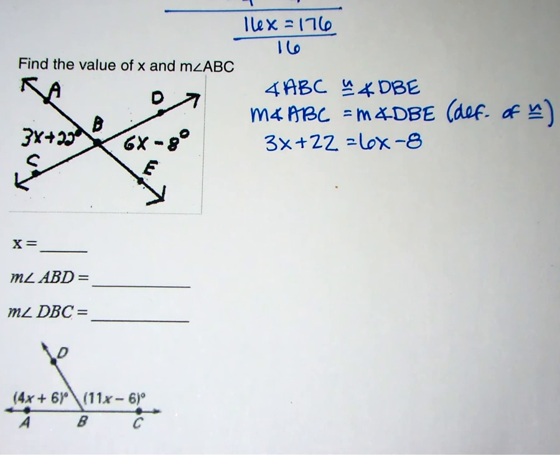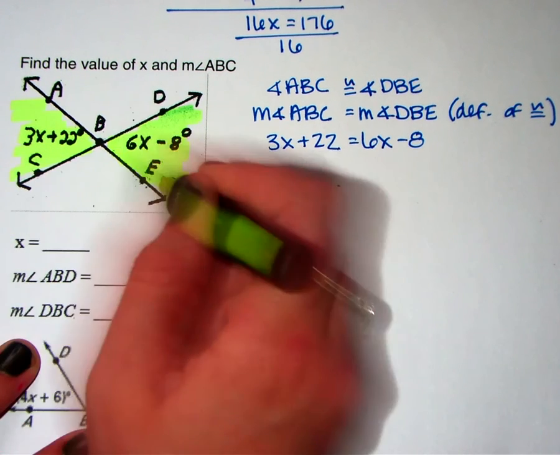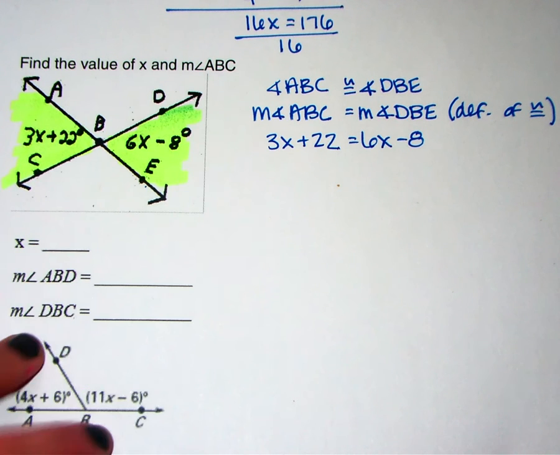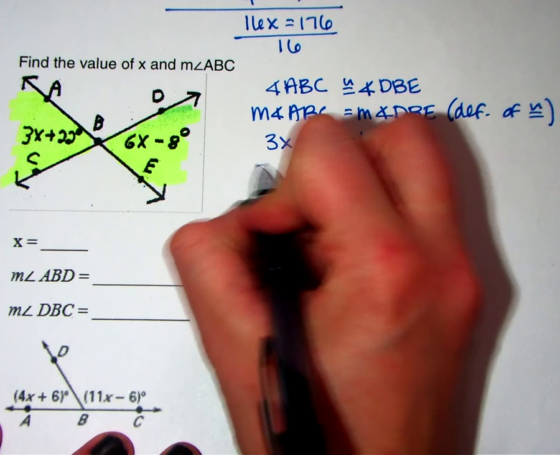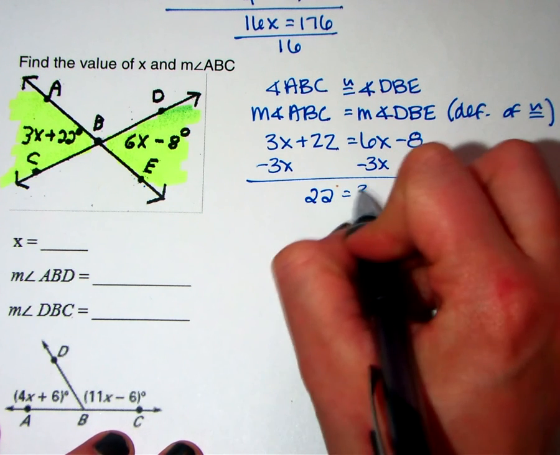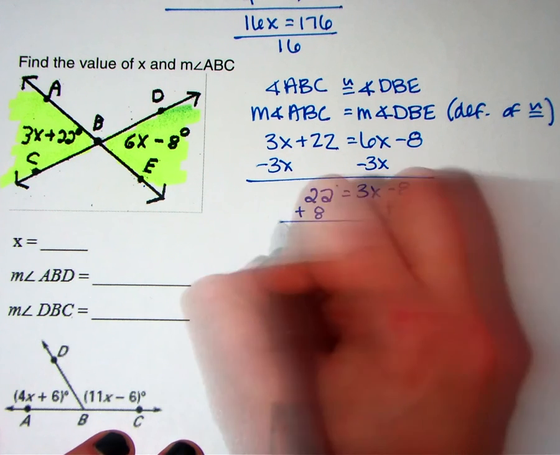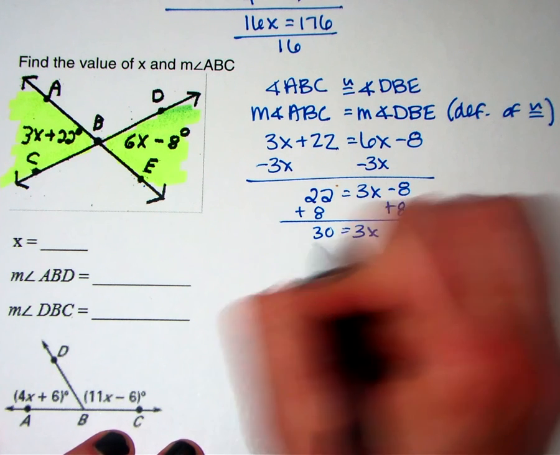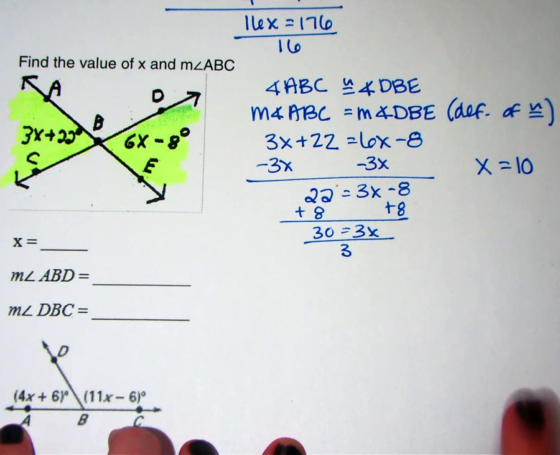That's called substitution. Now remember, these angles, this angle here and this angle here, they are across from each other. It looks like an X. That's how you know that they're vertical angles. So I'm going to go ahead and solve. I'm going to move the 3x to the other side through subtraction. I'm going to get that 22 equals 3x minus 8. Adding 8 to both sides gives us 30 equals 3x. And dividing by 3 gives us an x value of 10.